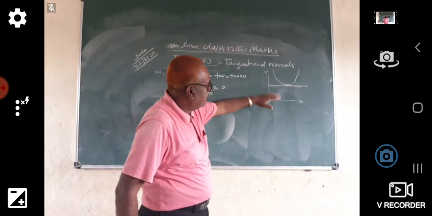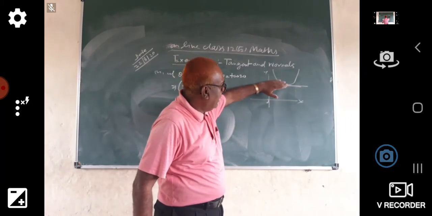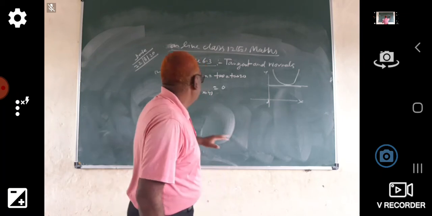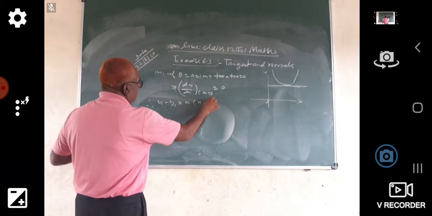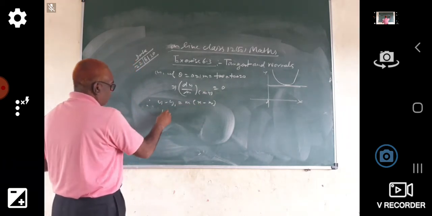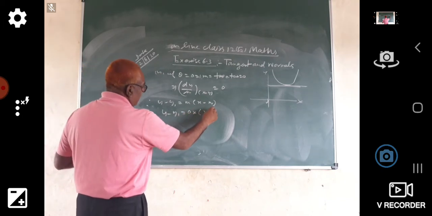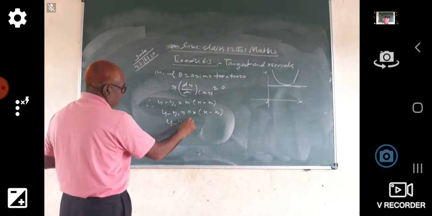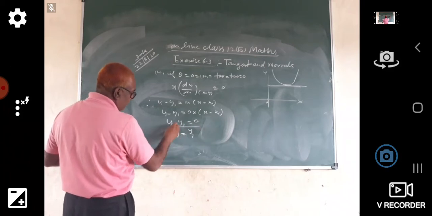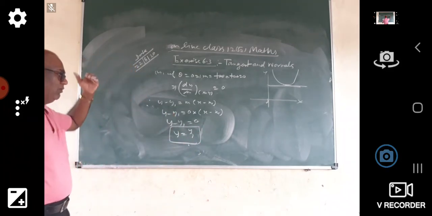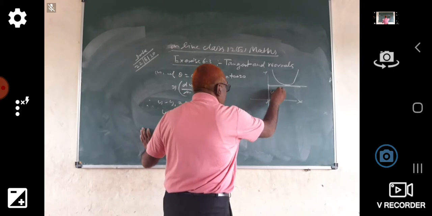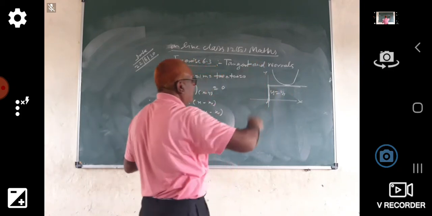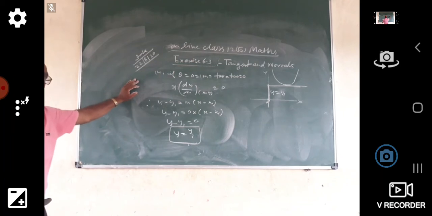If the line is parallel to the x-axis, then there is no angle between this line and the x-axis. So the equation of the tangent line is y minus y1 is equal to m into x minus x1. Here m is equal to 0, so y minus y1 is equal to 0 into x minus x1, so y is equal to y1. Y equal to y1 means the line is parallel to the x-axis at the distance y equal to y1. So this is the property: if the angle is 0, then the line will be parallel to the x-axis.